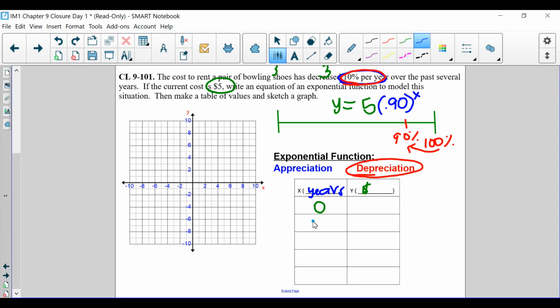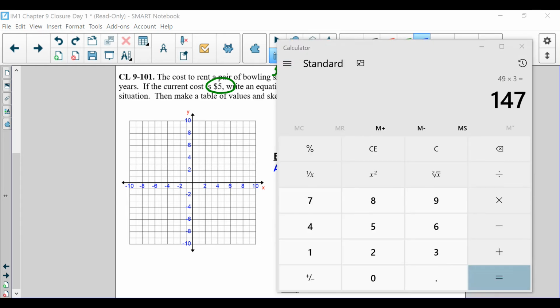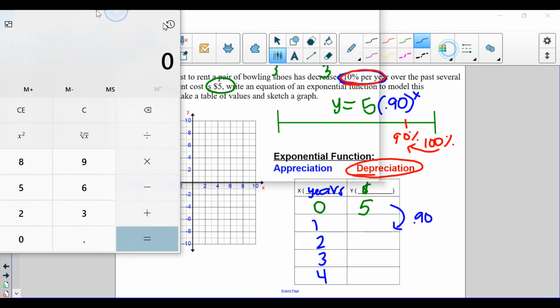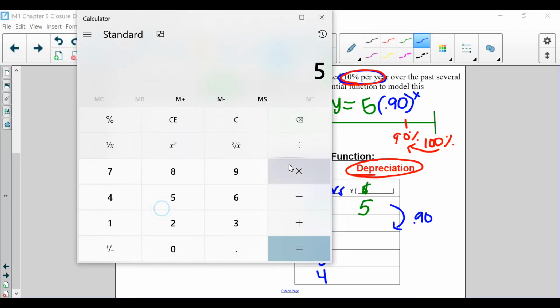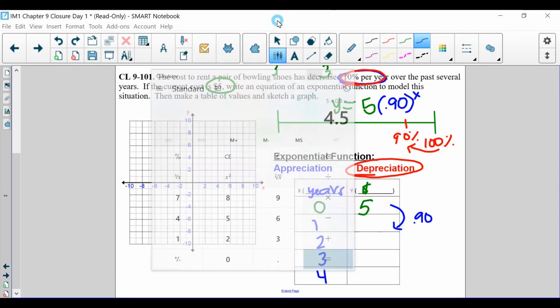0, 1, 2, 3, 4. Okay, so at year 0 it's going to be 5, but every time we get multiplied by the previous number by 90% of the original. So let's go ahead and do that. So we're going to go 5 times 90%, we get 4.5.